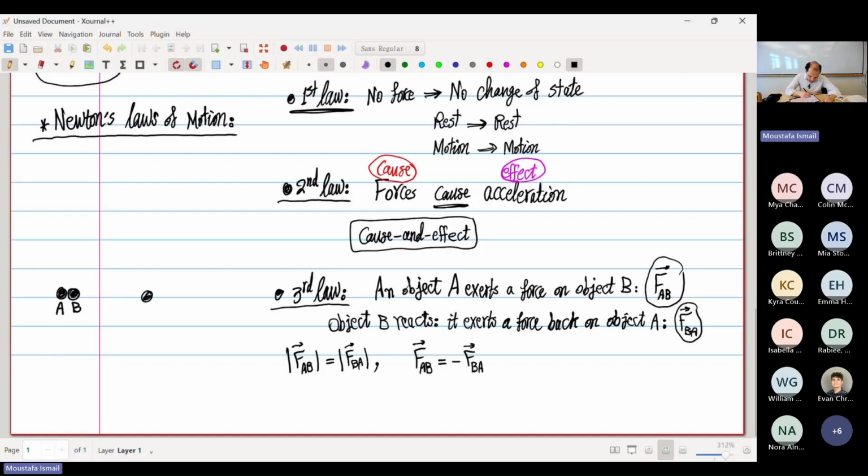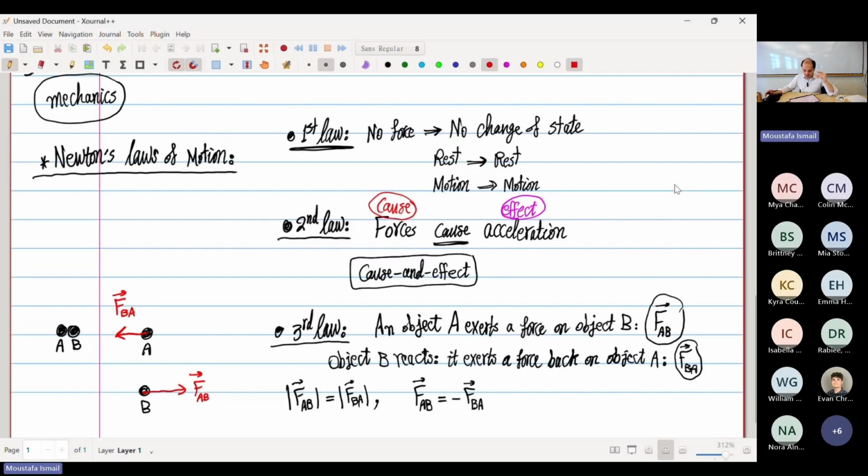So if I isolate A and say, okay, there is a force from B on A, and then I draw B by itself also isolated, then there would be F_A on B to the other side, and it's acting on a different object. Okay? So this is a very brief view of Newton's laws of motion. We're going to discuss them in detail in the next lecture.